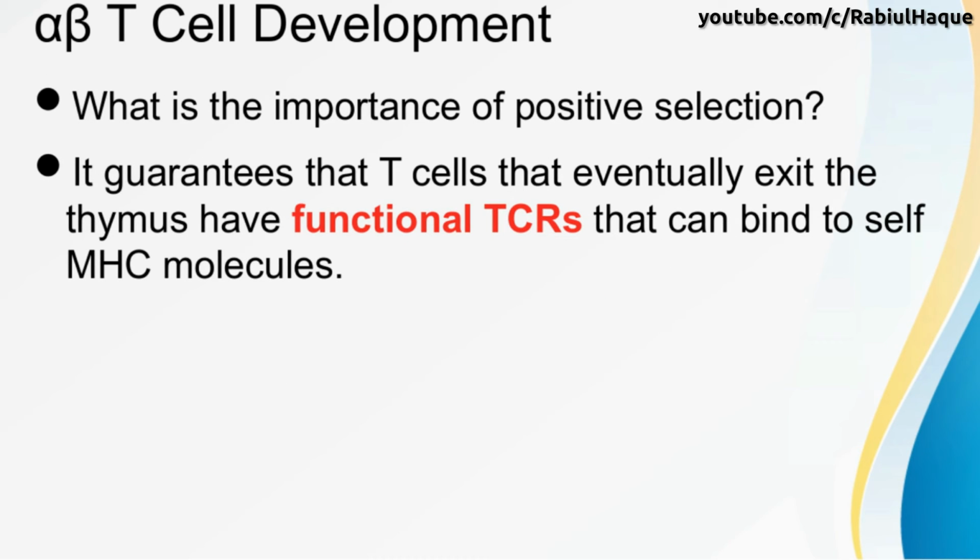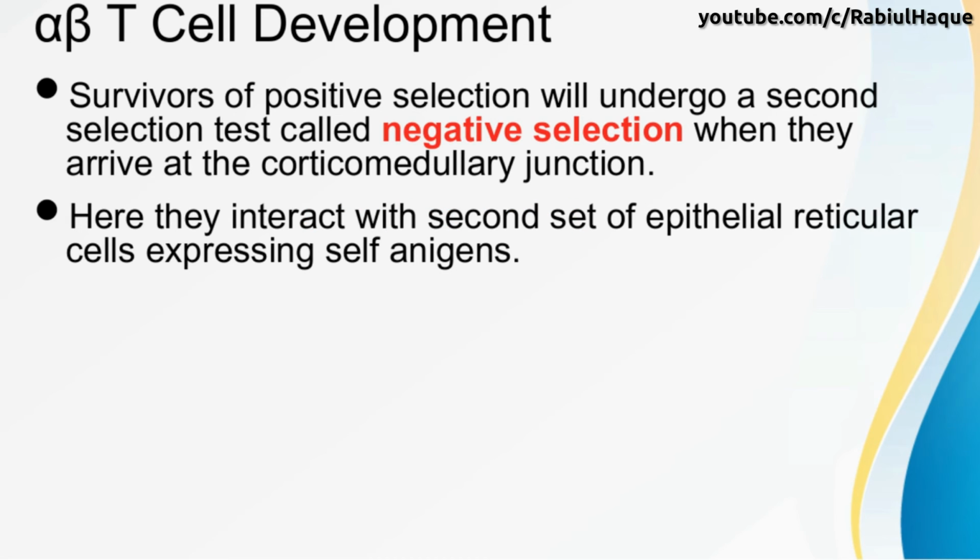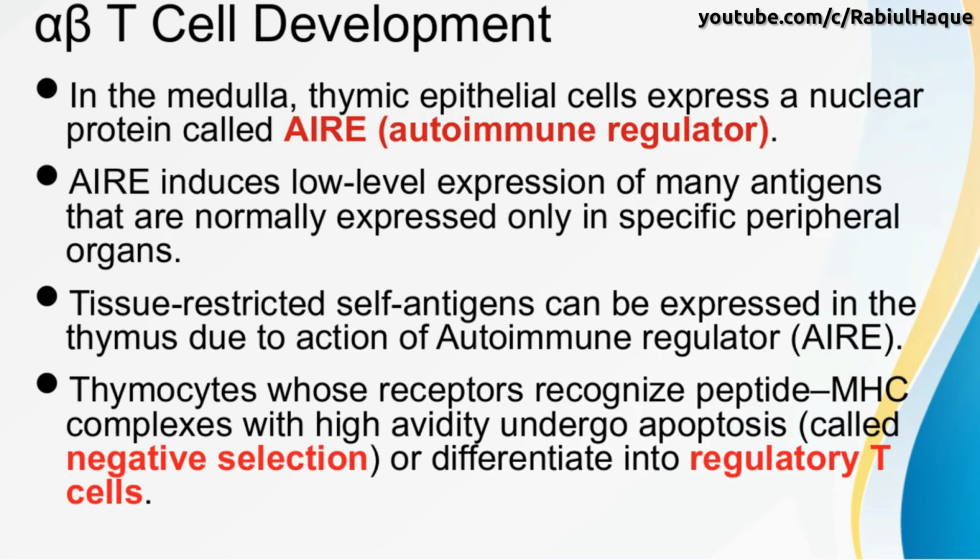It guarantees that T cells that eventually exit the thymus have functional T cell receptors that can bind to self MHC molecules. Survivors of positive selection will undergo a second selection test, that is called negative selection, when they arrive at the corticomedullary junction. Here they will interact with second sets of epithelial reticular cells that are expressing self-antigens.